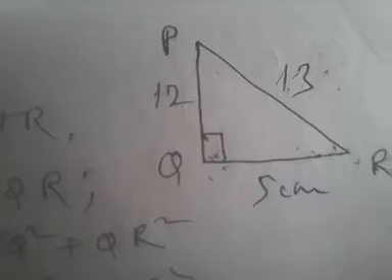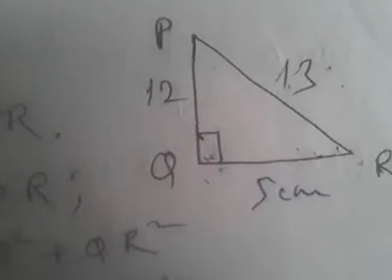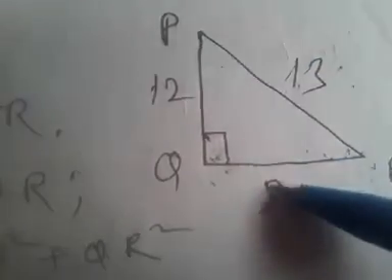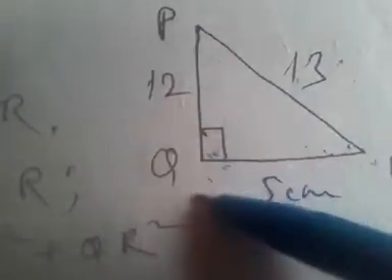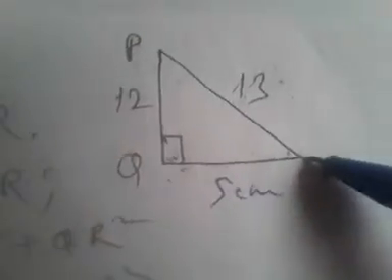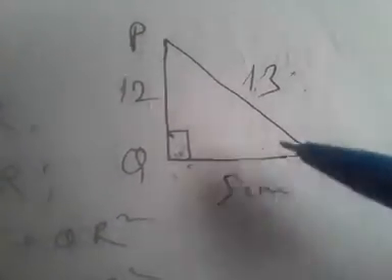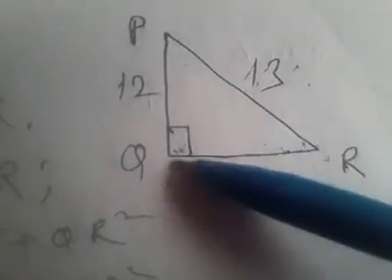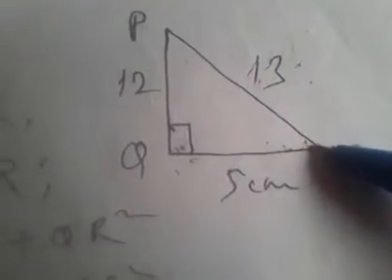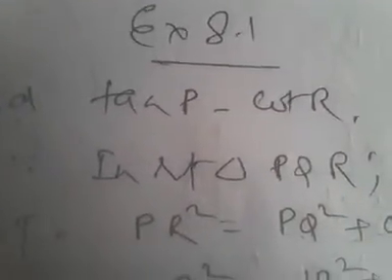Now the values are known to us. QR is known to us, 5 centimeter. For angle P now, perpendicular is QR, base is PQ and hypotenuse is PR. And for angle R, perpendicular is PQ, base is QR and hypotenuse is PR. Now using this relation, we will find out the difference of tan P and cot R.